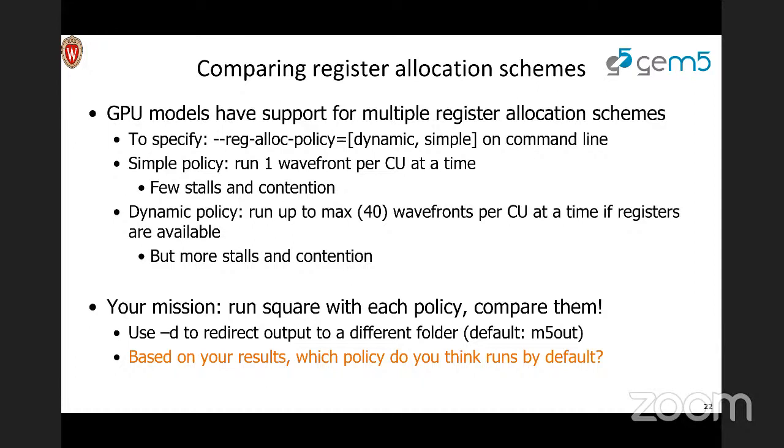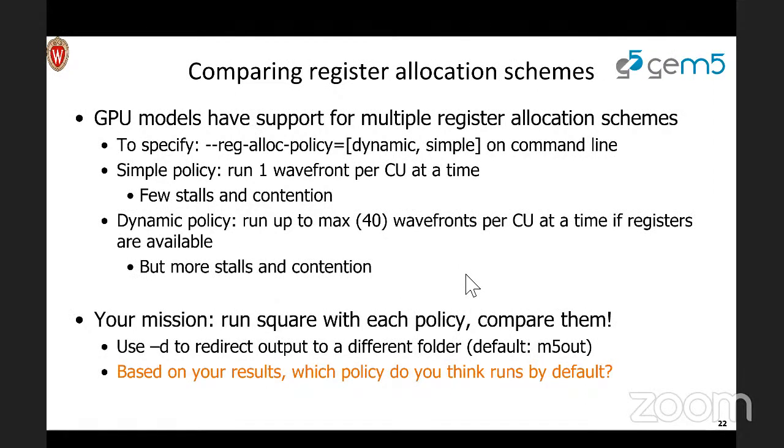And naturally, this means that we're going to have more contention because now they're going to be fighting for resources. They're all going to be trying to issue requests. There might be more stalls that come from them. But we can actually model this. So in gem5 on the command line, if you use the reg alloc policy flag, it'll let you specify if you want to use this dynamic or simple scheme. And what I'd hoped to do is have everybody run them themselves and see how those policies change, but I know folks are having some issues with that, so I'll just show you what the results will be.